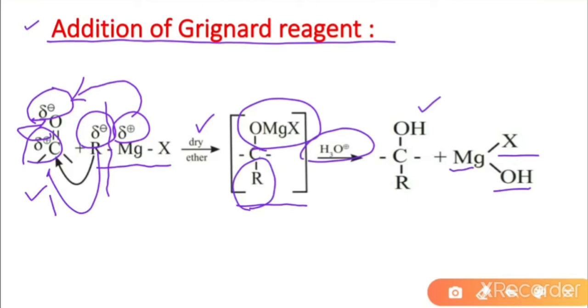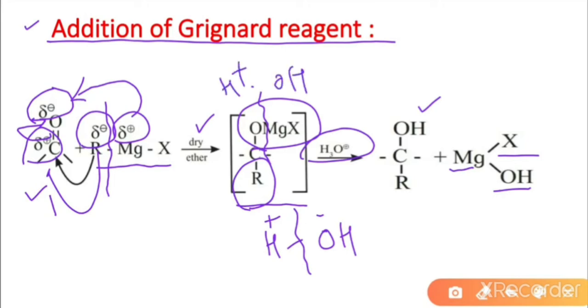And the hydrolysis reaction: water splits up into H plus and OH minus. Here hydrolysis takes place, H plus and OH minus. OH minus combines with MgX to form MgX-OH, and hydrogen combines with the RCO oxygen to give RCOH. In this way alcohol is obtained.